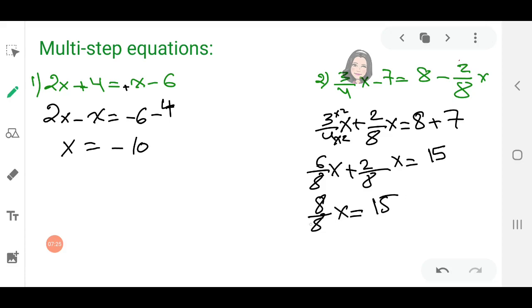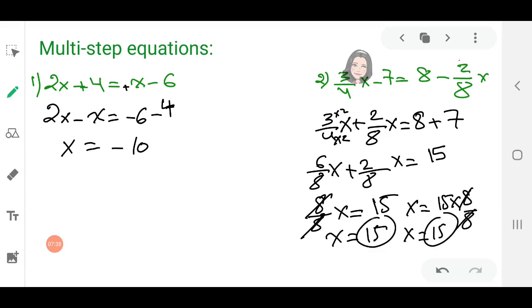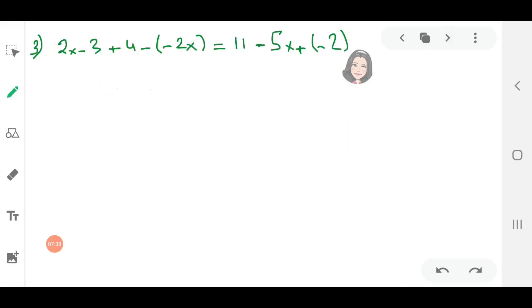What I can simply do is simplify these two 8s, so I'll get x is equal to 15. Or I can say that x is equal to 15 multiplied by the reciprocal of 8 over 8, which is going to be 8 over 8. If I simplify these, I am left with 15. It's the same answer. Now let's see.